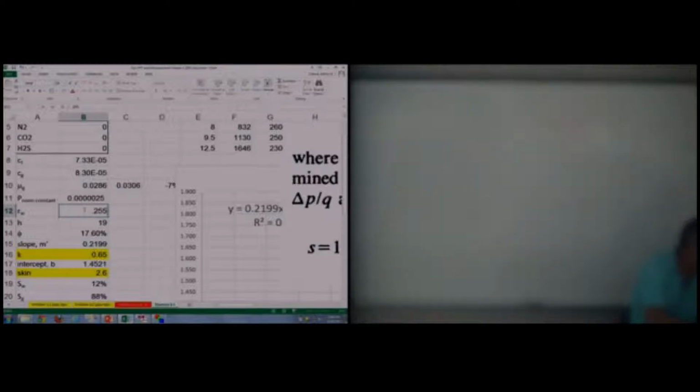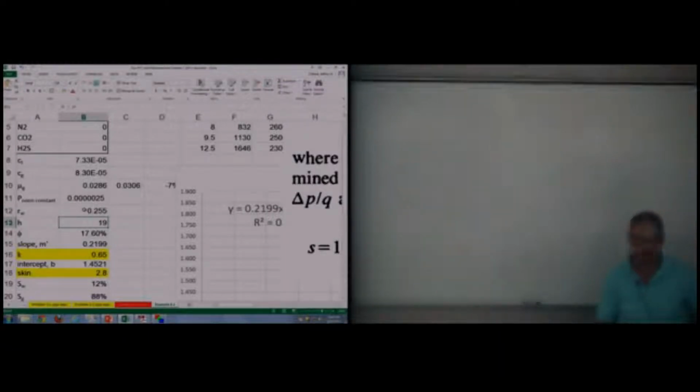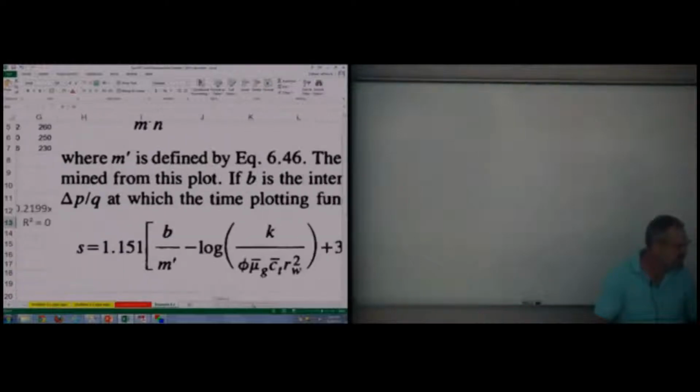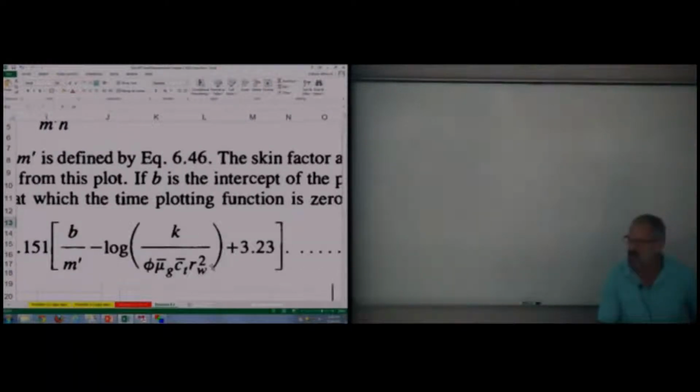Well, see, it didn't have a big effect. The reason it didn't have a big effect is I take the log of that term, okay? That's like finding out what the order of magnitude is. Basically, this calculation for skin is going to be dominated by B over M prime. Even though I changed it from 255 to 225, I'm taking the log of that, so the relative difference was not very much.